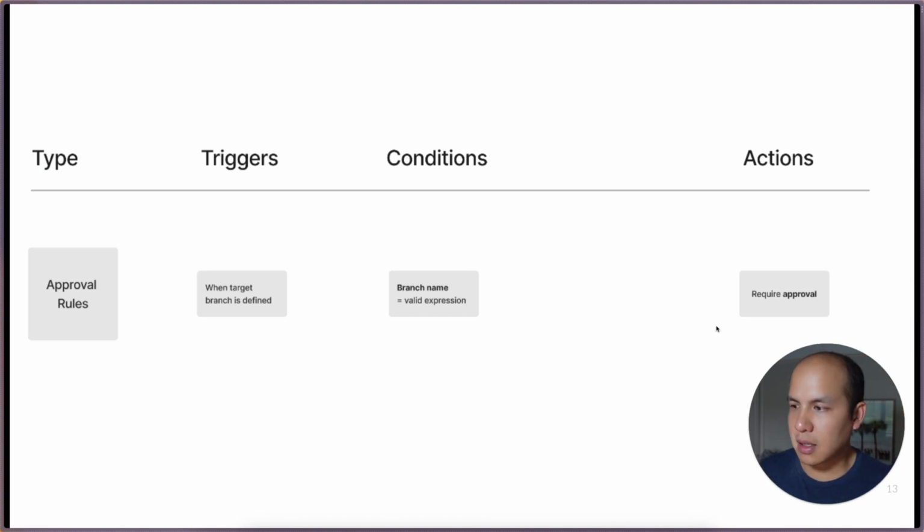So as a simple example, a type of trigger, conditions, actions for approval rules is when the branch target is defined for a merge request and that branch name matches the condition of a branch name or the wildcard expression, a required approval is injected into the merge request as an action.